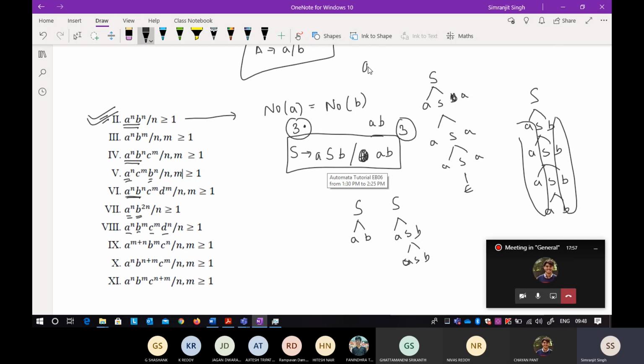The first building block is your A star, if you remember. The second building block was, I think, (A plus B) star, and the third building block, keep that in mind, is a raised to power n and b raised to power n, where n is greater than or equal to 1. Okay, so it can be 1, it can be 0, but I consider this here as 1. Okay, so now just try to solve this third question.